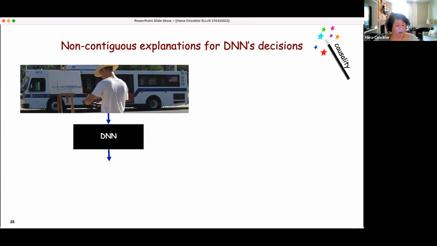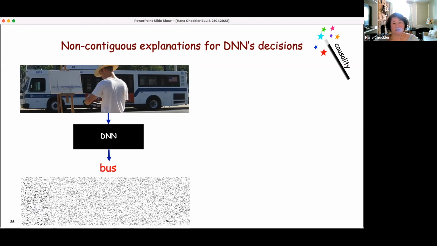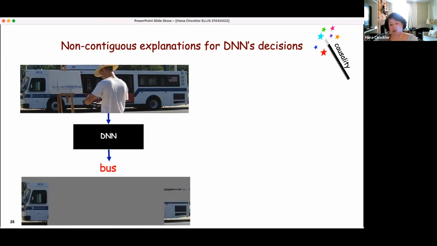And here we have a benchmark set of images with partial occlusion. This one is a bus, and an explanation actually consists of two parts of the bus, right? One from the front and one from the back. So here our tool works much better than others, which assume some continuity in the explanation.